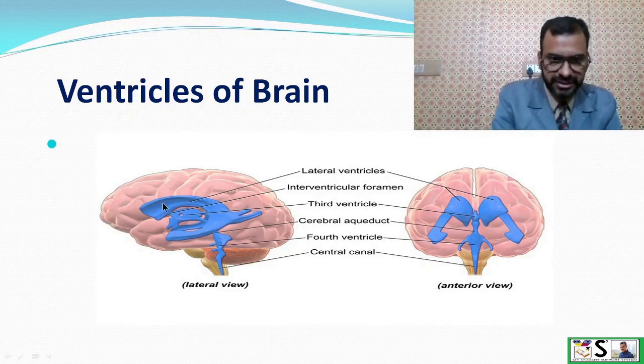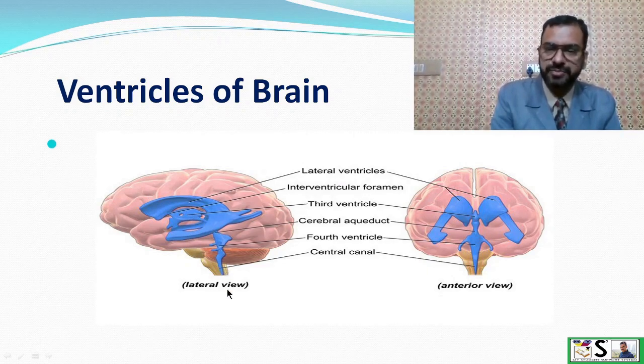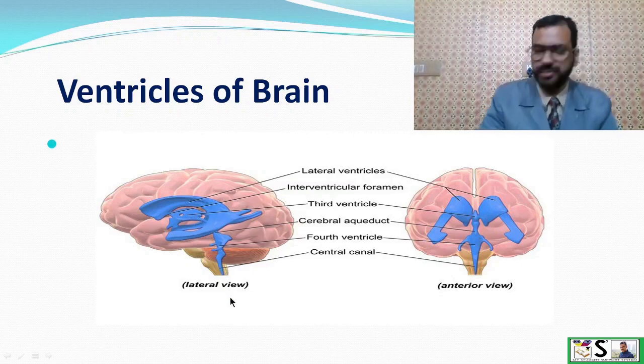Here you can understand these are the lateral ventricles, third ventricle, and fourth ventricle. And this is the central canal in the spinal cord, which is continuous with the fourth ventricle.